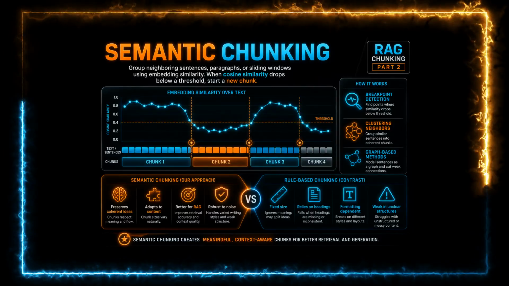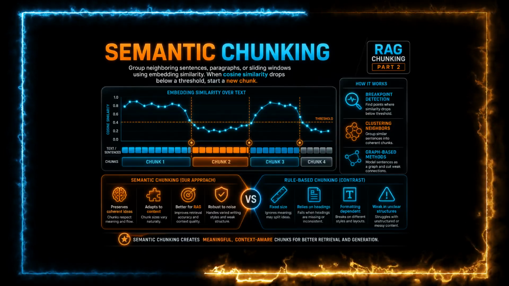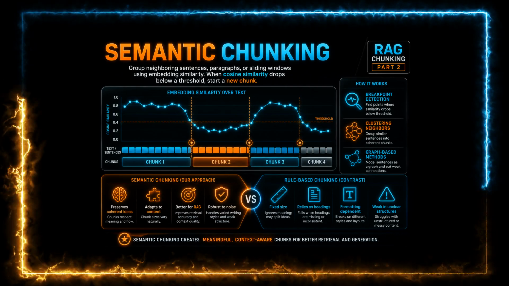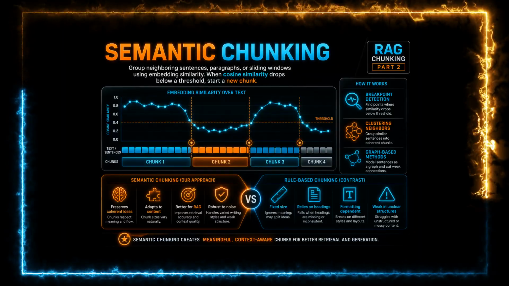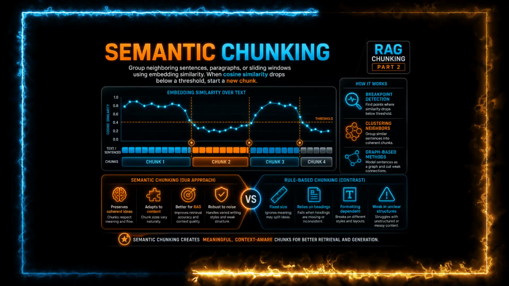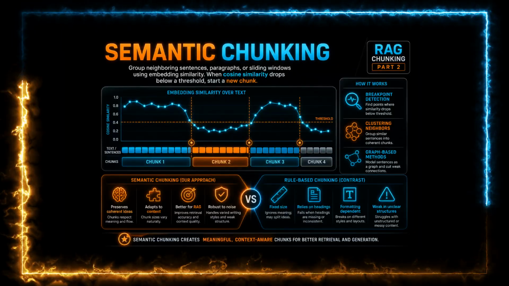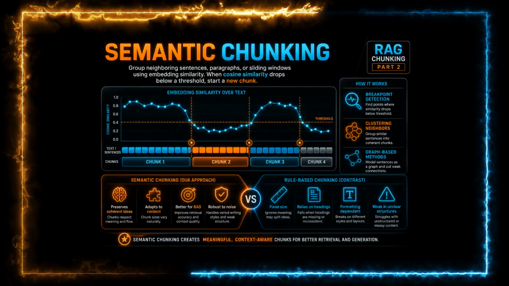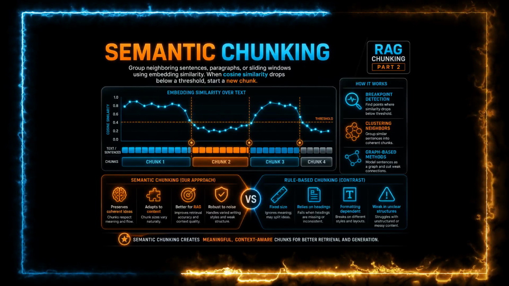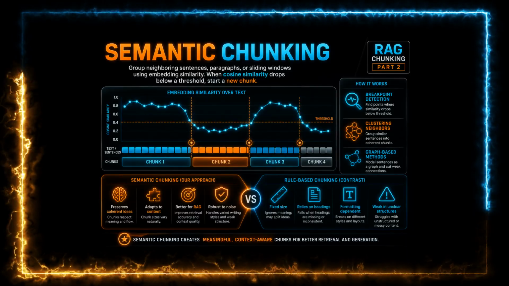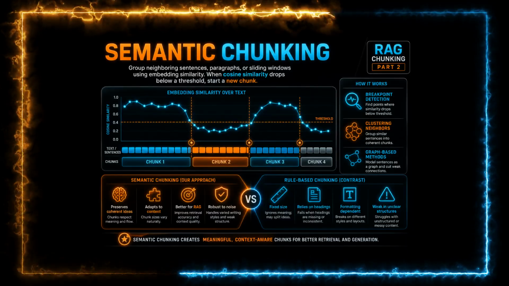The most common approach is to generate embeddings for neighboring sentences, paragraphs, or small text windows and compare their similarity using a distance metric such as cosine similarity. When the similarity between adjacent segments drops below a chosen threshold, the system treats that point as a potential chunk boundary because the topic is likely changing.